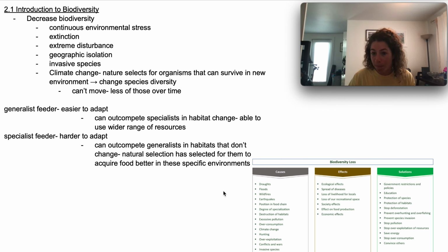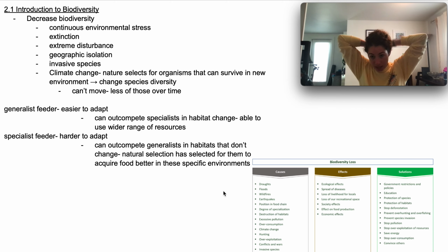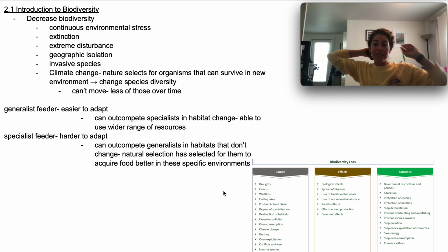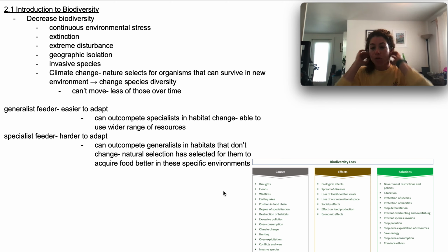There are a bunch of things that affect diversity. We increase diversity naturally through mutations. We can decrease diversity through a couple of ways. If you're continuously stressing an environment, disrupting it, think about maybe a road going through an environment, or drilling for oil in an environment, that's a continuous environmental stress that's going to decrease your biodiversity.